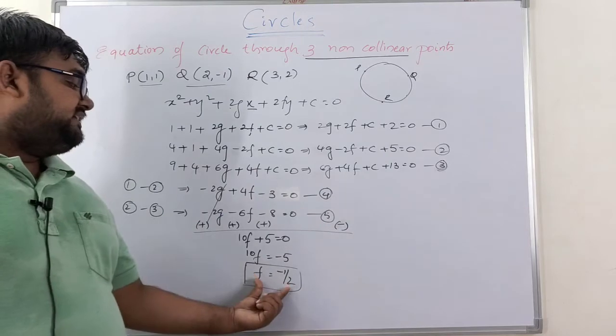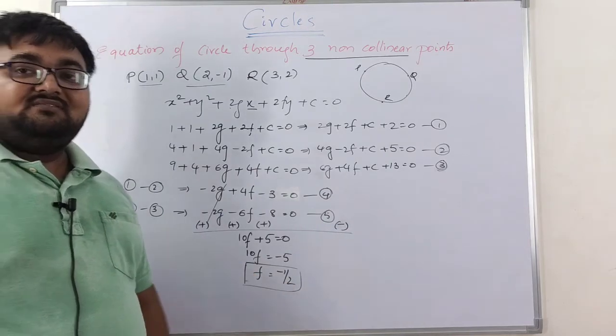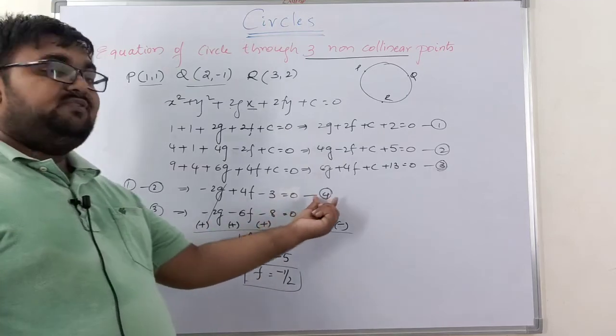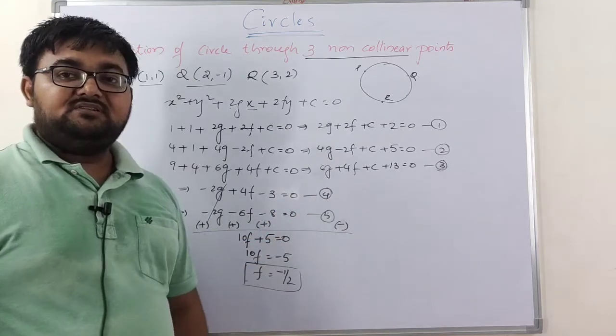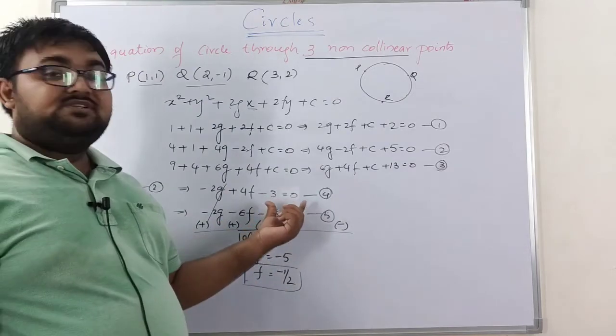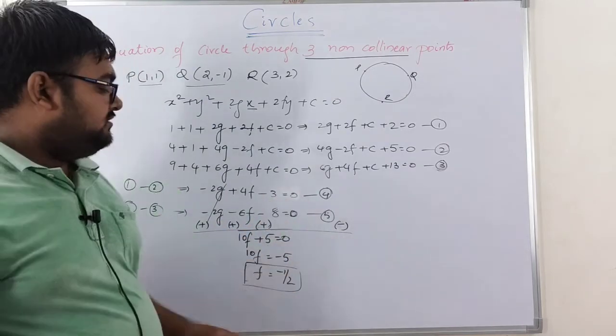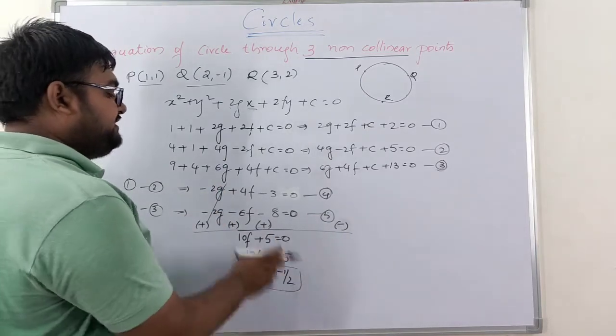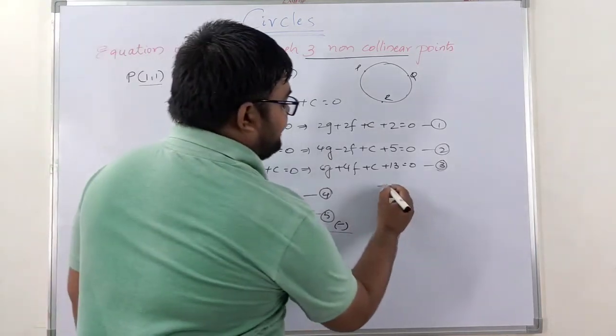Next, after getting the value of f, I need to find the value of g. So how can I find the value of g? I can obtain g from equation 4 or equation 5, right? On substituting the f value minus 1 by 2 in equation 4 or 5, we are going to get the value of g. So let us substitute the f value minus half in equation number 4. So what am I going to get?